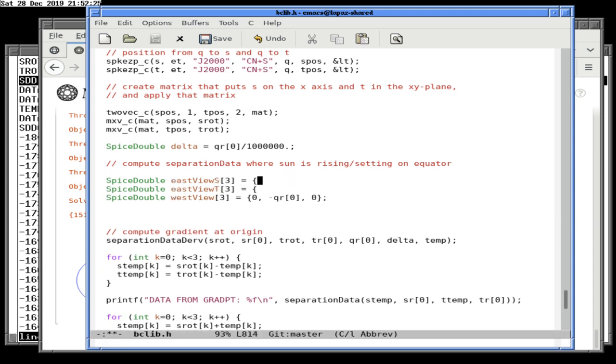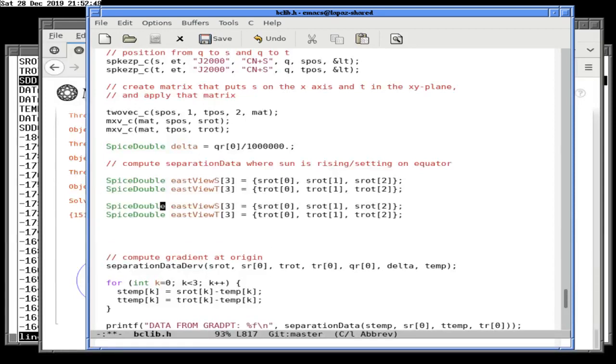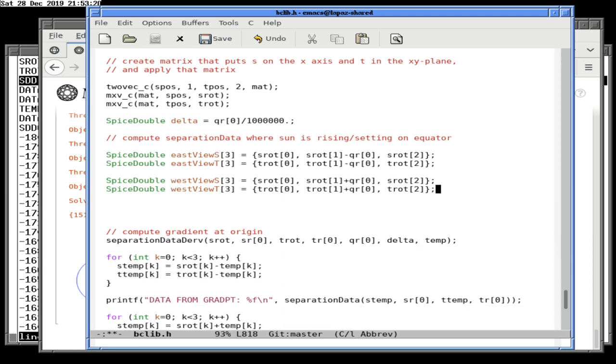So the normal view of S is S rot 0, S rot 1, S rot 2. And the normal view for T is going to be T rot 0, T rot 1, and T rot 2, obviously. And I'm going to go ahead and copy this to the equivalent for the west view. These aren't the correct values yet, of course. For the east view, because our y value is going to be positive QR0, the z value and the x value will be the same as they are for the origin. So this will be minus QR0, minus QR0, plus QR0, plus QR0. So these are the modified vectors for the view from the west and east sides.